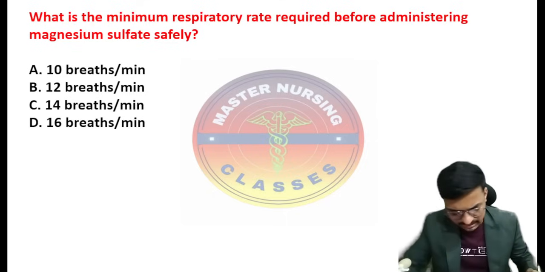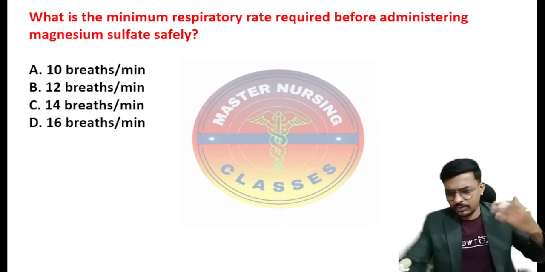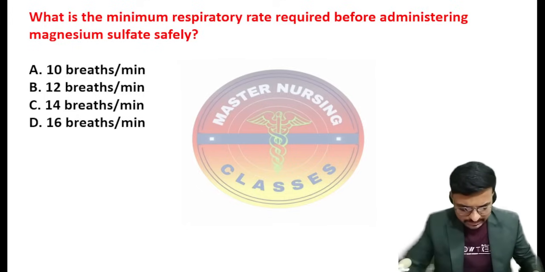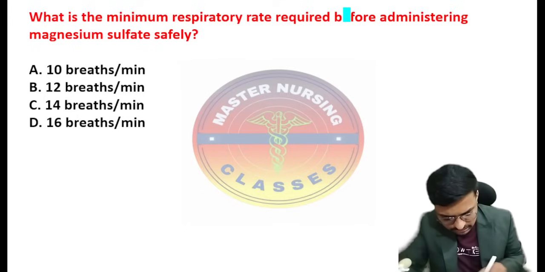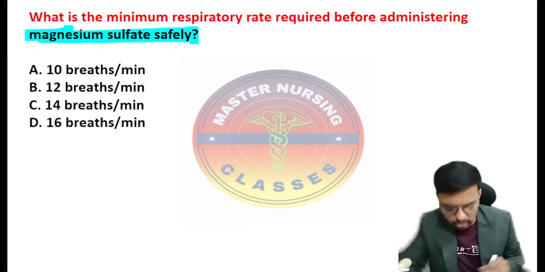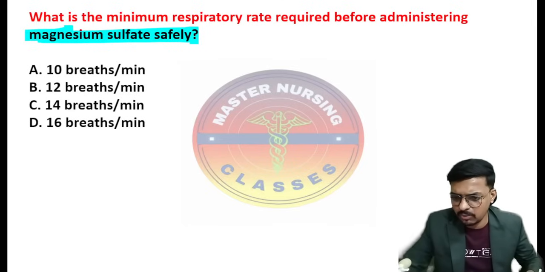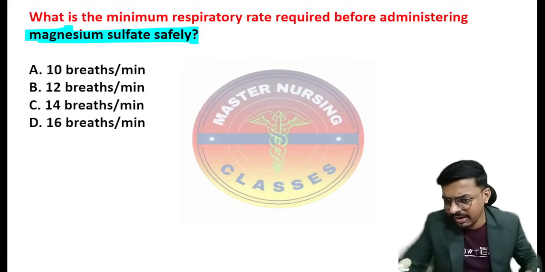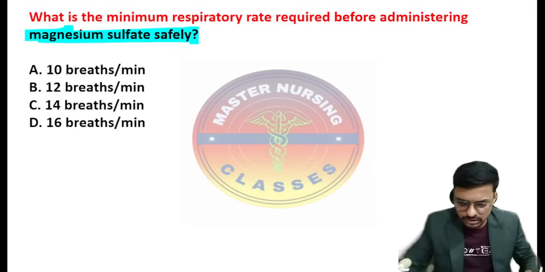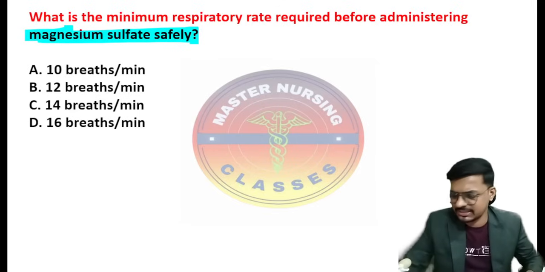One more question is here, so try to give the answer. I will quickly revise all the golden points on MgSO4. What is the minimum respiratory rate required before administering MgSO4 safely? Before injecting magnesium sulfate safely, we need to monitor the respiratory rate. What is the minimum borderline respiratory rate required? Option A 10 breaths per minute, option B 12 breaths per minute, option C 14 breaths per minute, and option D 16 breaths per minute.